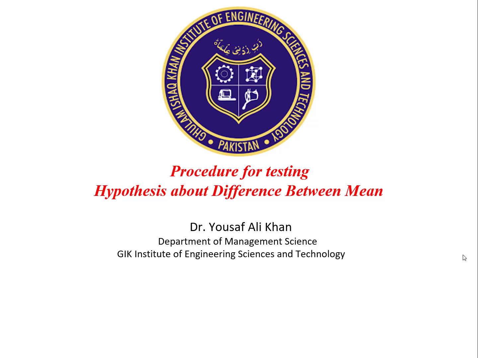Okay, so connecting with the previous lecture, the topic of this lecture is the procedure for testing hypothesis about difference between means. In my previous lecture, we only considered one single sample, so we only dealt with one type of data. Now, how will we use hypothesis testing when we have two types of data? For example, we want to check the resemblance, the specific attributes between two types of data, we want to compare two means.